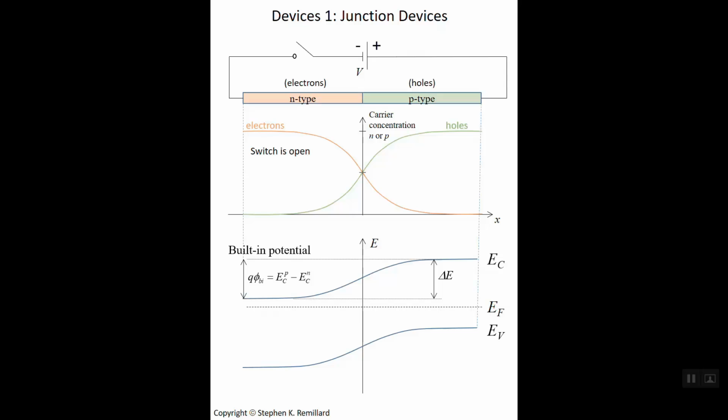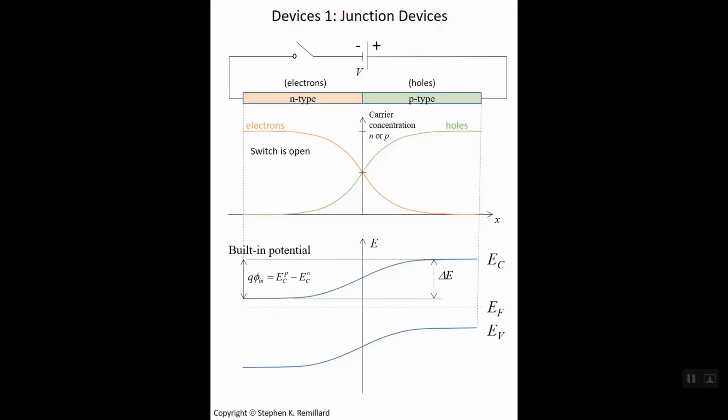When there's no battery connected, as in this case, it's a horizontal line. When we close a switch and apply a potential difference across the junction, the shape of that Fermi energy will change. But for now, it's just a horizontal line. The Fermi energy is in the gap, and it's always closer to the conduction band edge in an N-type semiconductor, and it's always closer to the valence band edge in a P-type semiconductor.